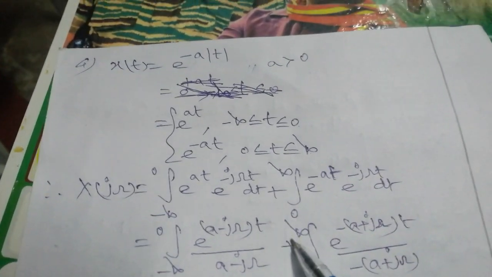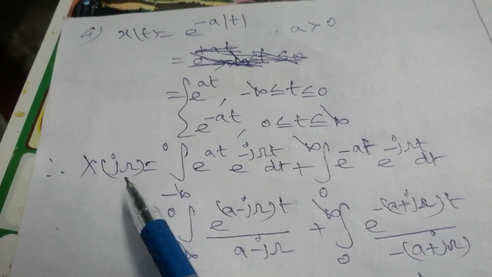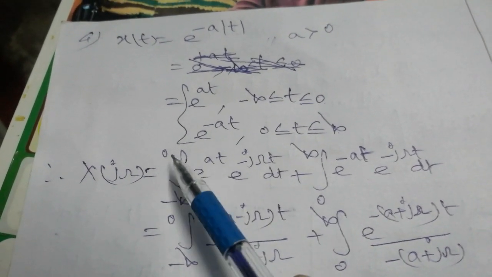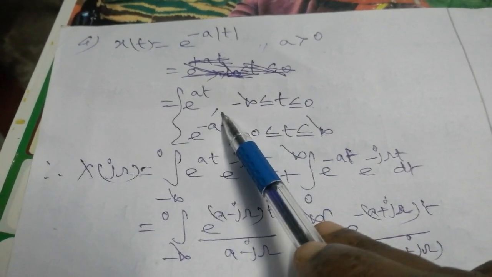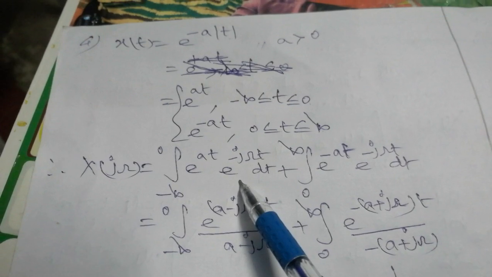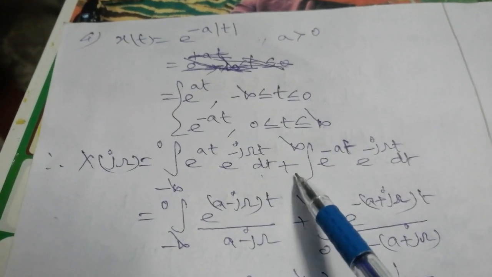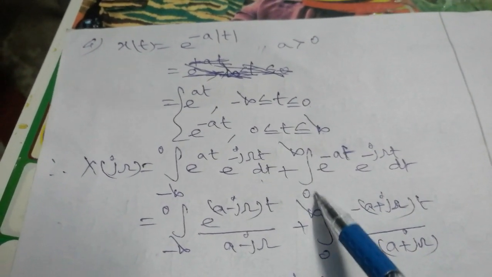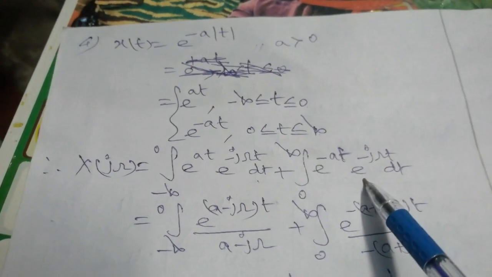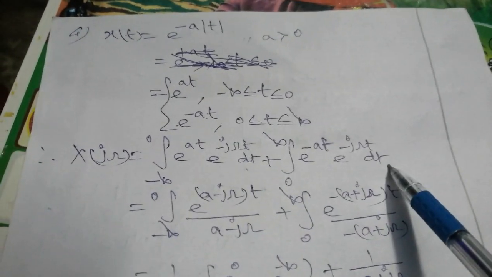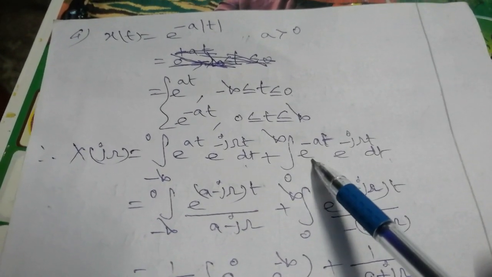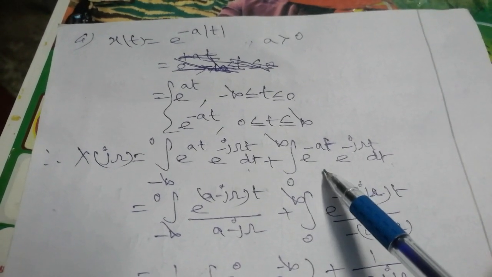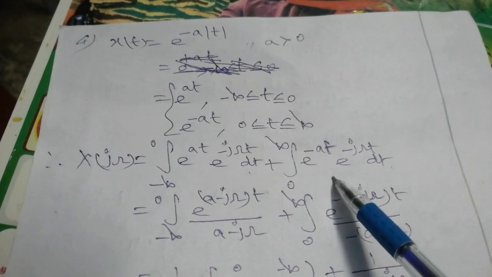Understood? Okay. Now, if we find the Fourier transform for such a function, it will be the integral from minus infinity to 0. In the negative duration, it's defined as e power at, so e power at into e power minus j omega t dt. Okay. Plus, in the positive interval from 0 to infinity, it is e power minus at, e power minus j omega t into dt. We know this calculation. This is the previous part's calculation only. For e power minus at u of t, this is the term we got.